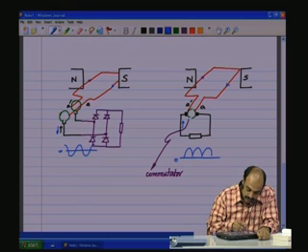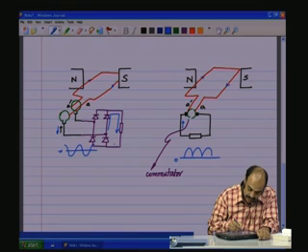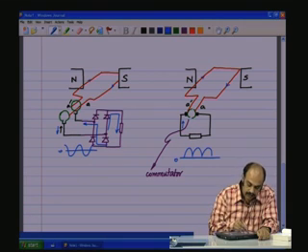So, when the current is flowing in this direction, it will take this path, go through this load in this direction, and continue to take this path out into the A direction.